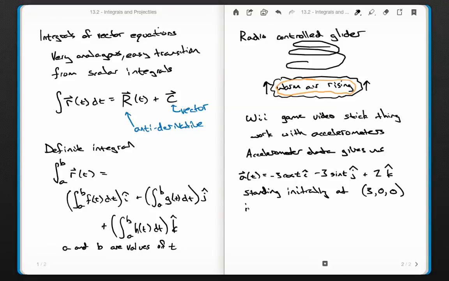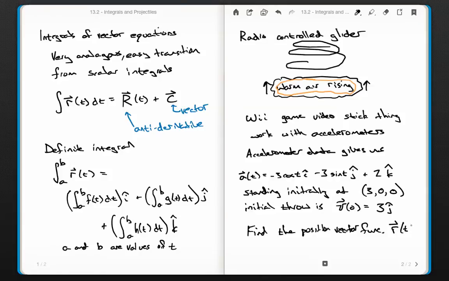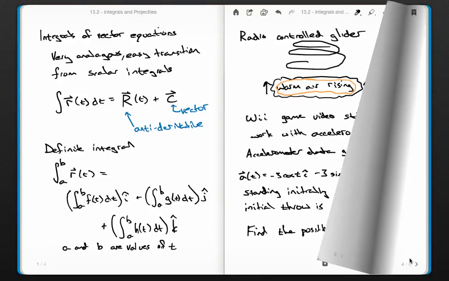And then my initial throw is, well, I'll just write it in terms of vectors. My velocity at t equals 0 is 3j. So I throw it in the y direction like that. And my goal now is to find the position vector function r of t.